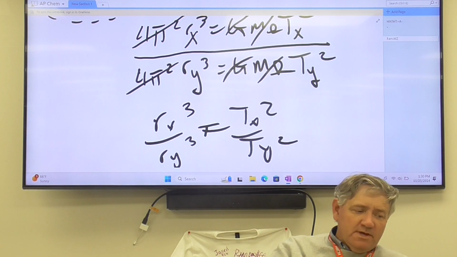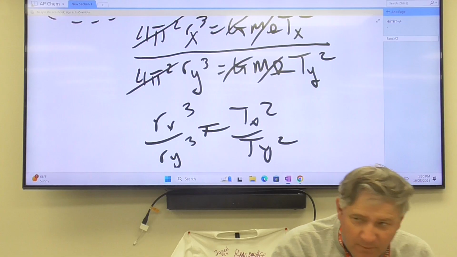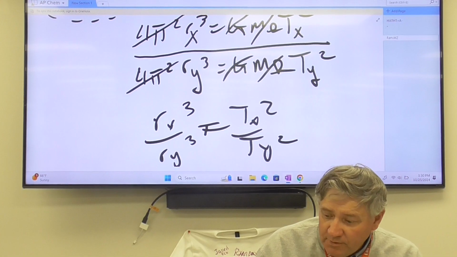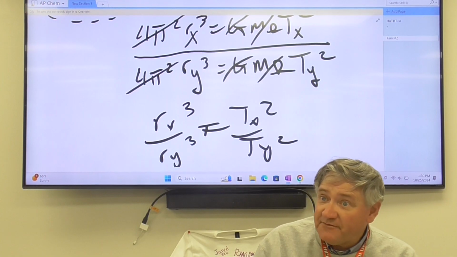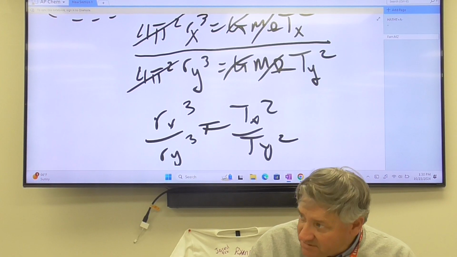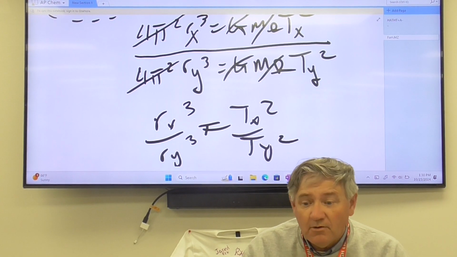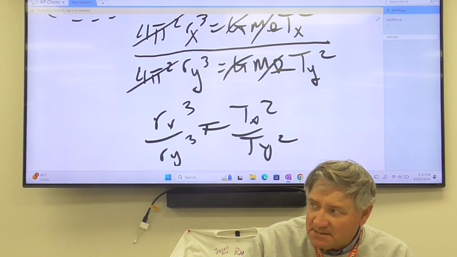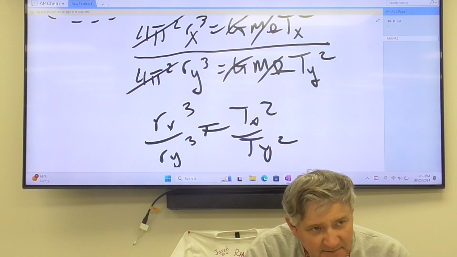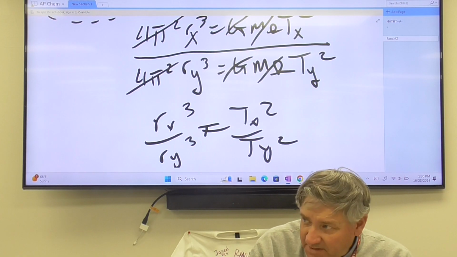So when you get to a question like number 42, you can use Kepler's laws, or Newton's laws, to arrive at Kepler's laws. But you're going to set it up as a ratio. So this is why you weren't given the mass of the star, because you don't need it.